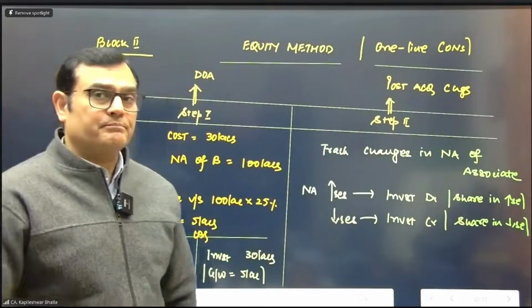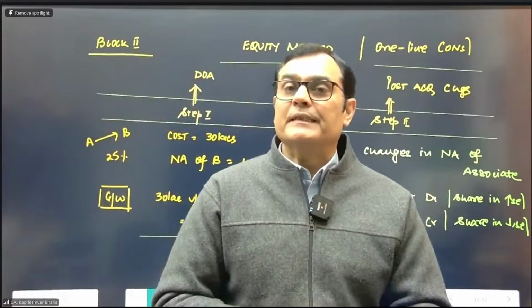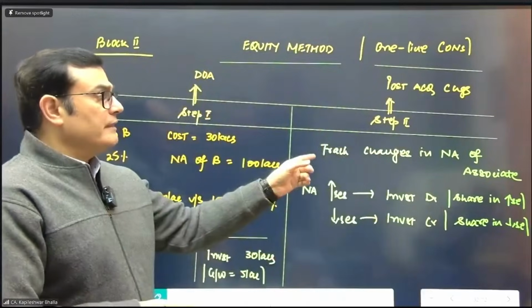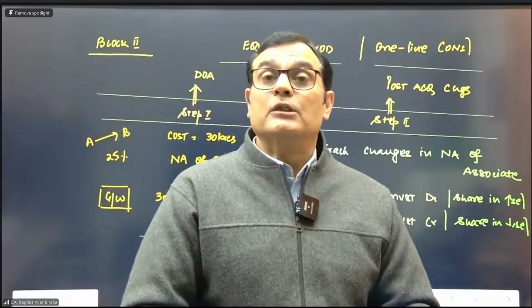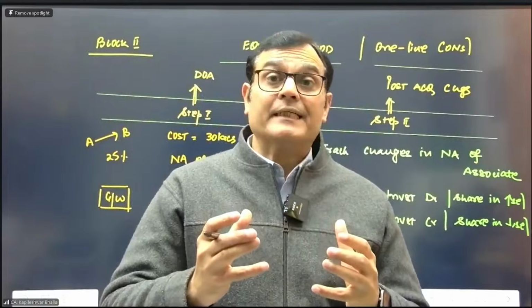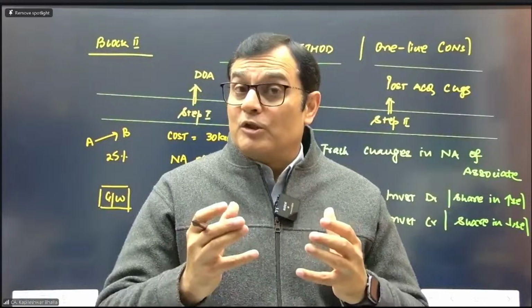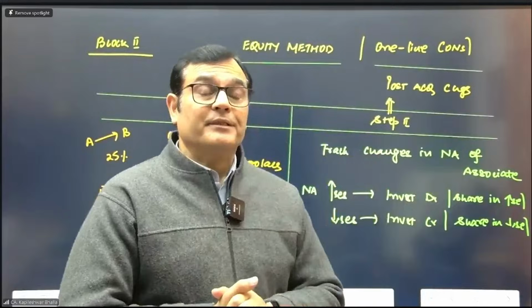Net asset goes up, investment debit. Net asset goes down, investment credit. So every change in the net assets will debit or credit the investment to the extent of share. But I need to pass a complete entry. So what is going to be the corresponding credit or what is going to be the corresponding debit?